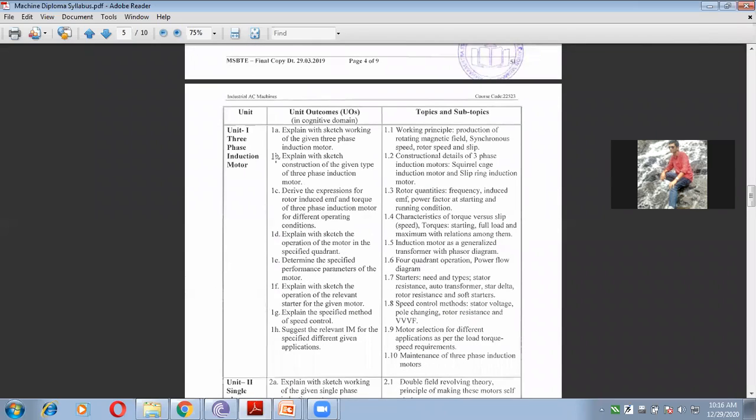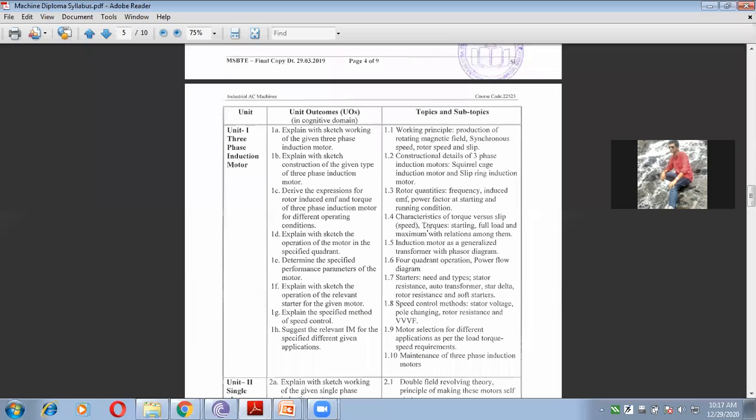In the first topic we have seen the three-phase induction motor. We have already seen the working principle of the induction motor, as well as the construction details of the three-phase squirrel cage induction motor and the slip-ring induction motor. After that we have seen the rotor quantities, which are frequency, induced EMF, power factor, characteristics of torque versus slip, the four-quadrant operation, power flow, starters and the necessity of starters, speed controls, and applications of the induction motor.